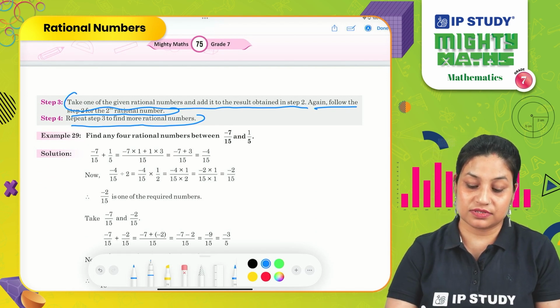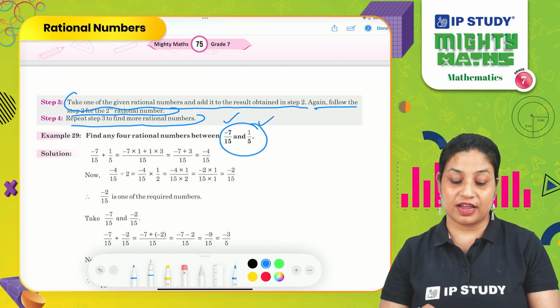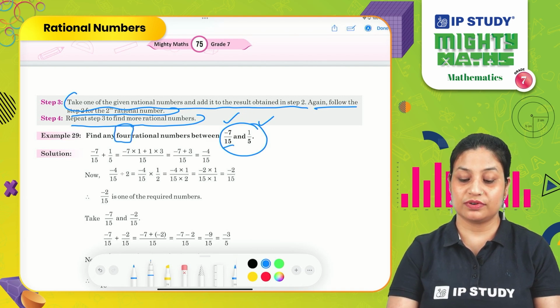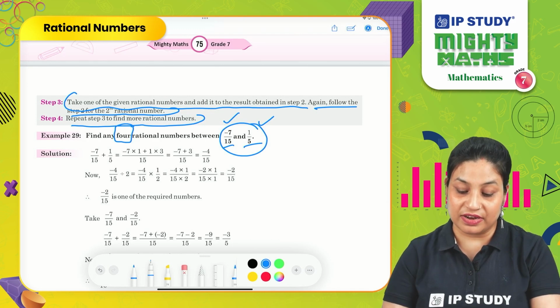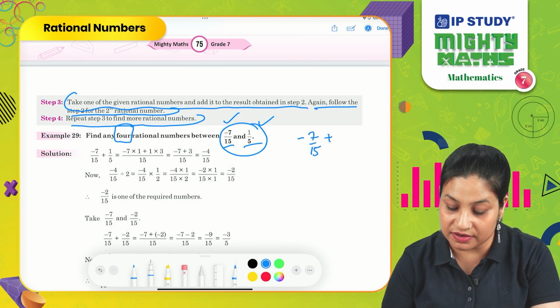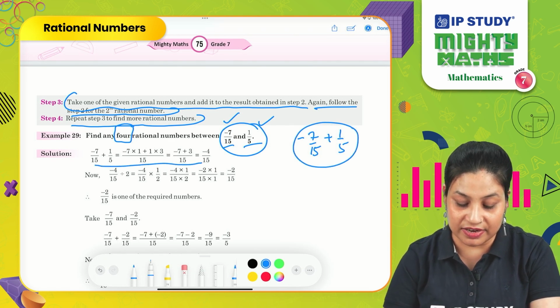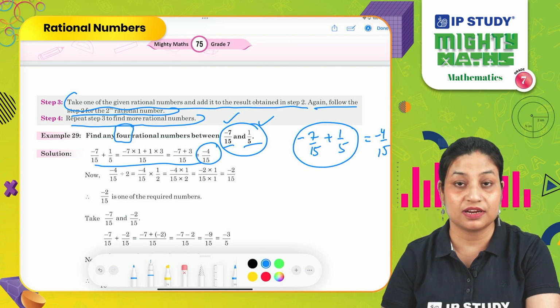Suppose the two rational numbers are minus 7 by 15 and 1 by 5. Now, I have to find four rational numbers between these two rational numbers. So how are we going to do that? First of all, I will add these two rational numbers, minus 7 by 15 and 1 by 5. When I add them, I will get minus 4 by 5 as my result. The first step is done over here.